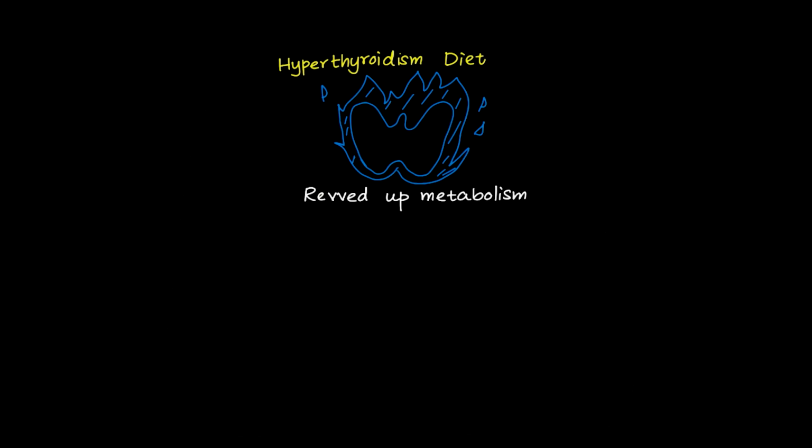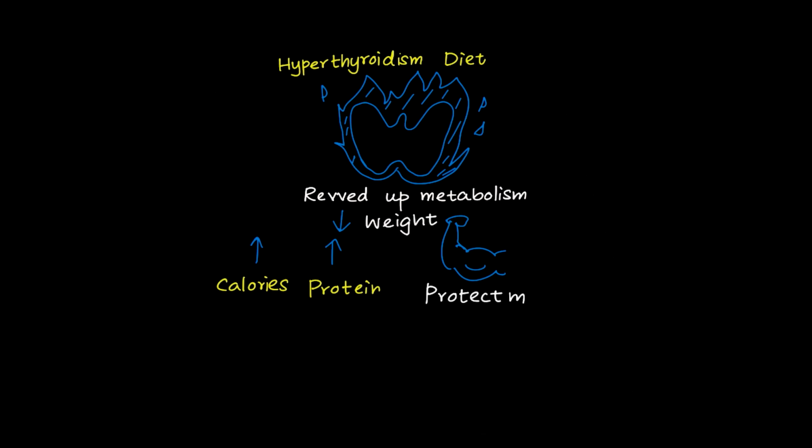The dietary fix is straightforward: raise calories and raise protein. High-calorie intake replaces the energy the overactive thyroid keeps burning. High protein supplies amino acids that protect lean muscle from catabolism. Adequate carbs spare protein from being used for fuel. Low-calorie and low-protein eating would accelerate weight and muscle loss, making the client worse.